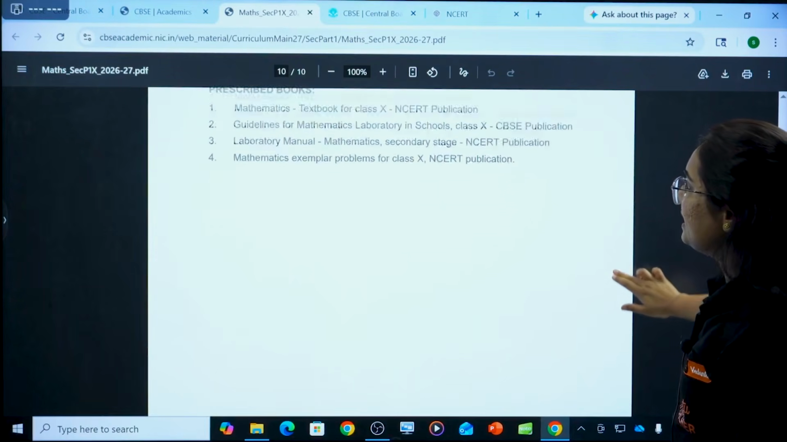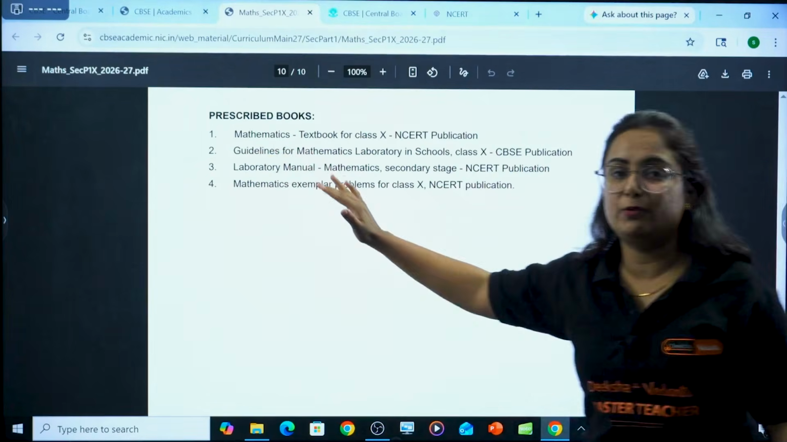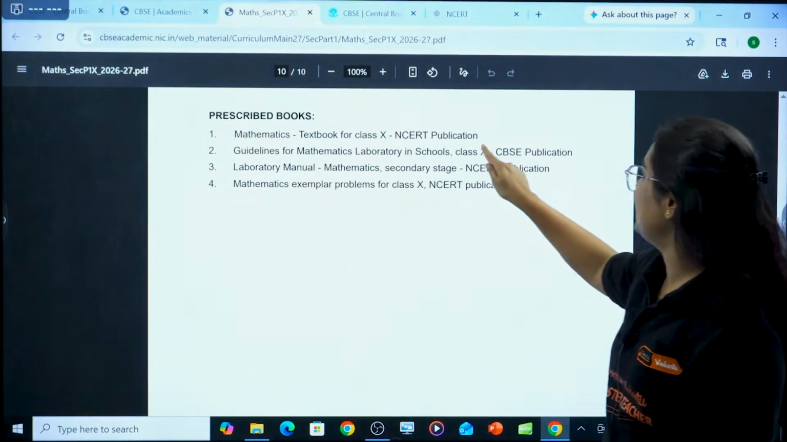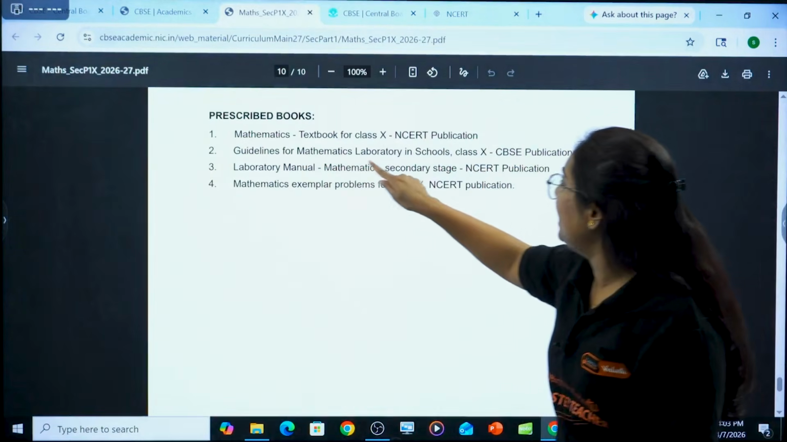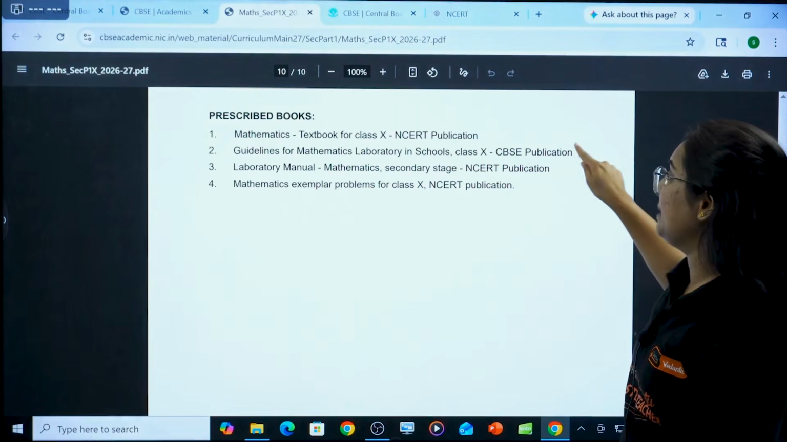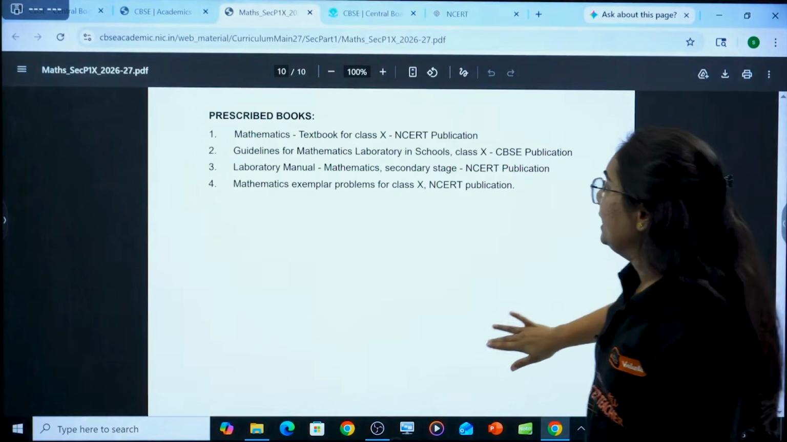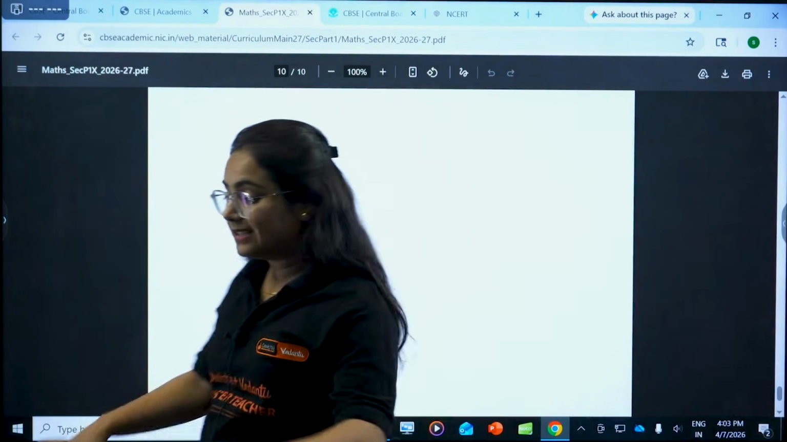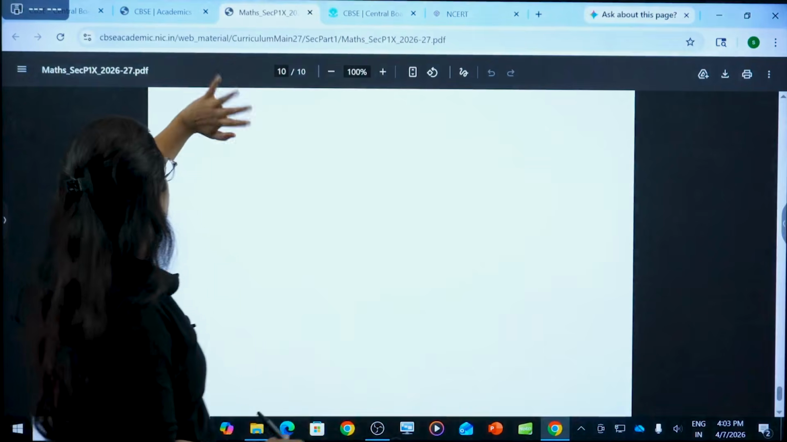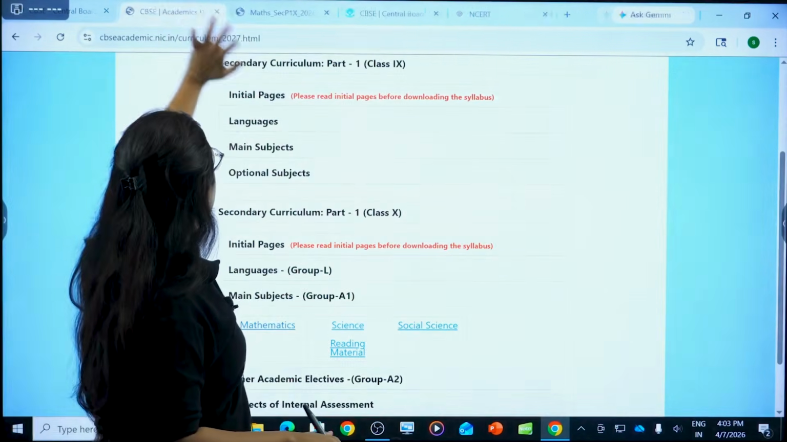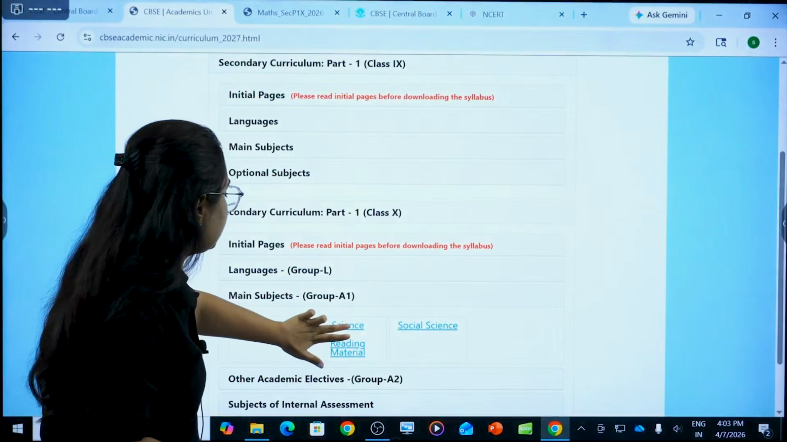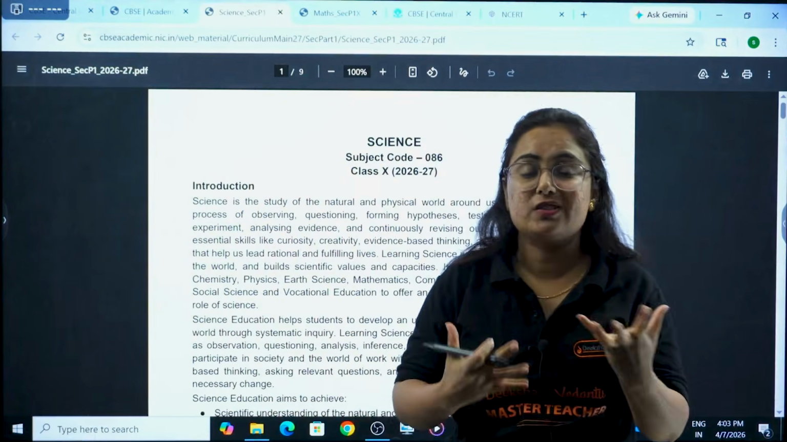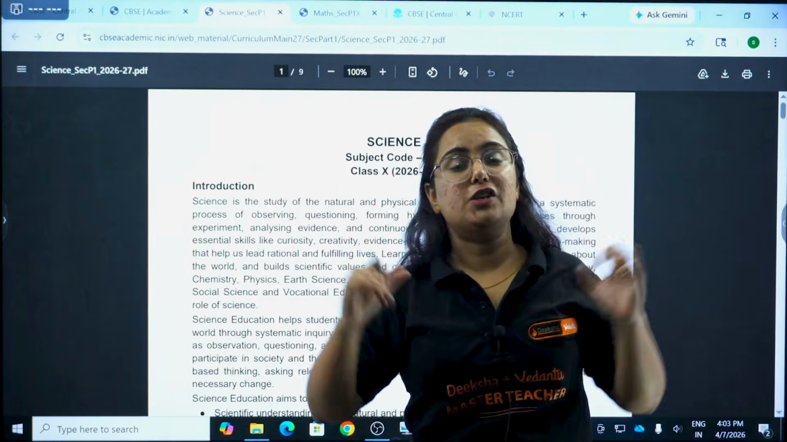After that, you can see the prescribed books given by NCERT: the mathematics textbook for class 10th, NCERT publication. Guidelines for mathematics laboratory in school class 10, CBSE publication. Okay, you can take this as a help to study further. Basically, see students, what happened now? Every year certain types of guidelines are given by NCERT, and this year the main thing was that you were curious about the change in structure because there is a lot of change going on.